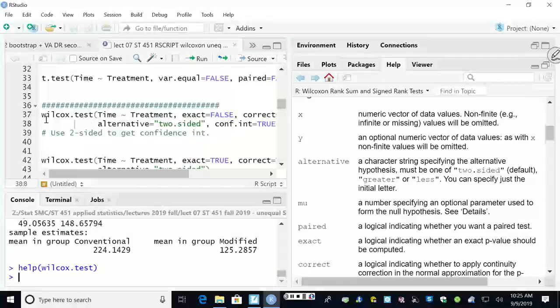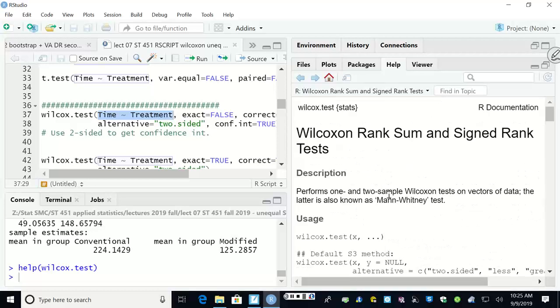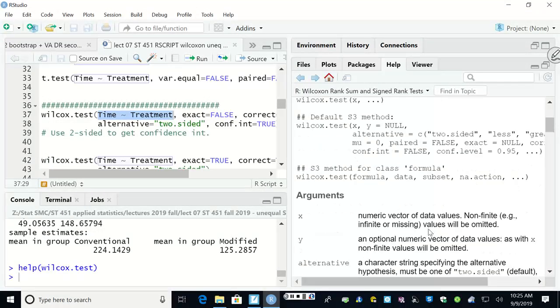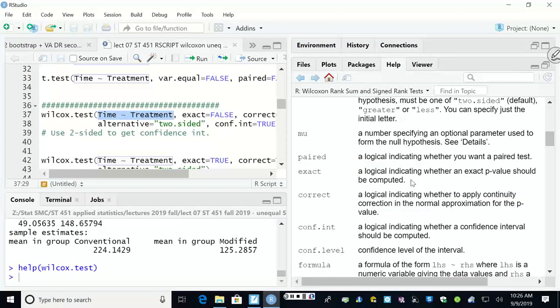The data values, this is another way to specify the data, right? We don't need mu, it's just going to be a difference of 0. Paired, is it paired data? We're not paired. The default, I think, is that it's not paired, right? So computing an exact p-value, whether they enumerate all possible cases, which is okay as long as we don't get a really large data set. It will just take a while to do it.